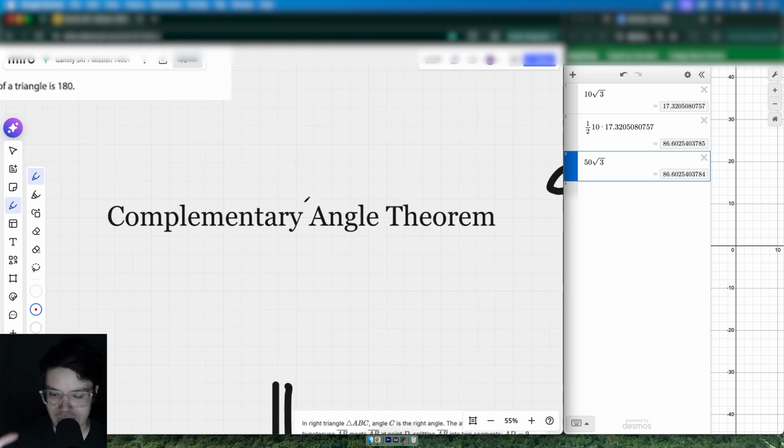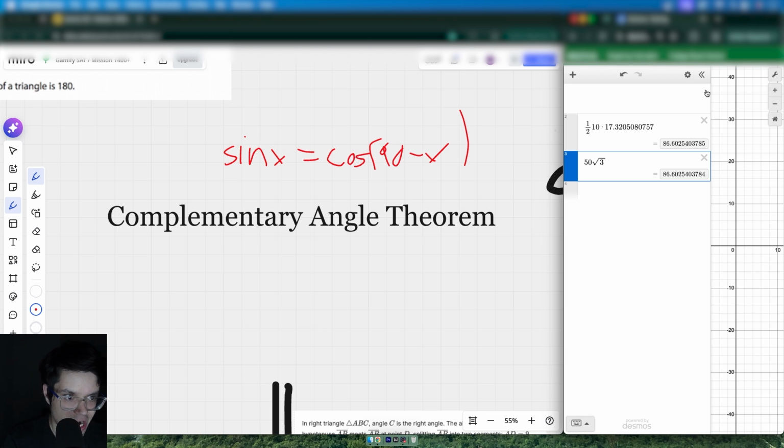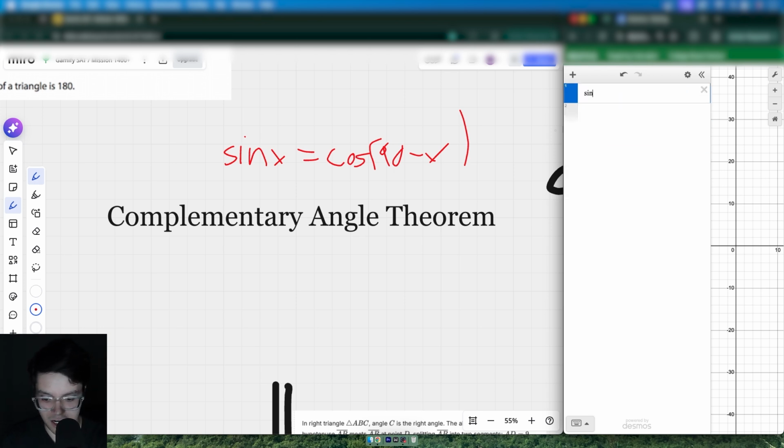Last major rule out of these four is the complementary angle theorem. This really does not appear that often, but what it says is that if you have sine of an angle, like sine of x, that must be equal to cosine of 90 degrees minus that angle. And we can even test this right here. If I say sine of, let's just say, 67 degrees, we can take cosine of 90 minus 67. And yes, they equal the exact same amount for both things. So really it's that simple.